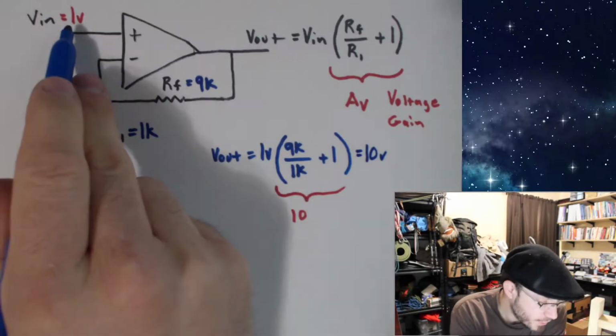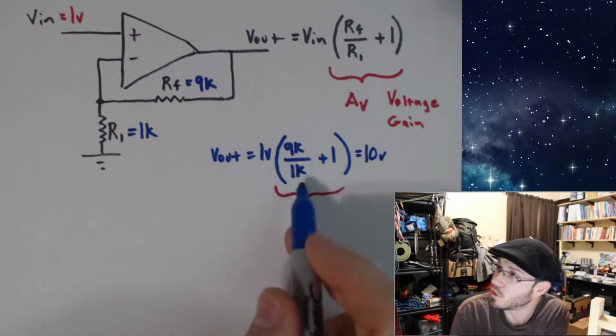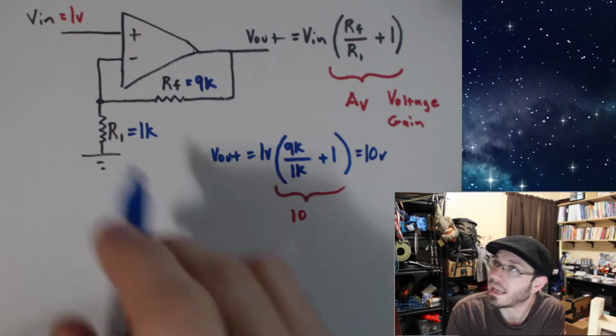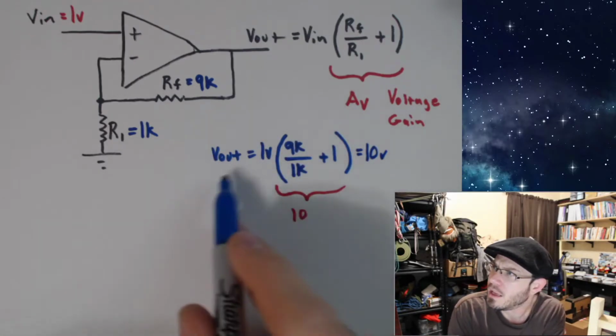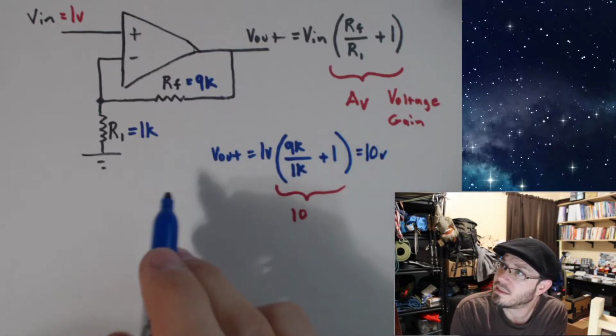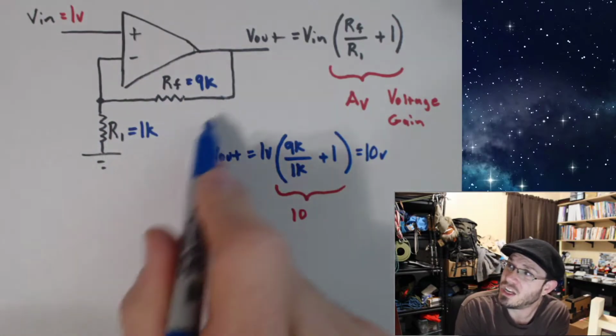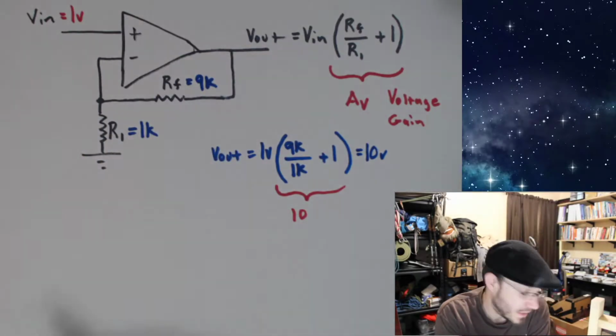Okay, if I put 2 volts here, I'm going to get 20 on my output because I'd get 2 volts times 10 gives me 20. If I had 3 volts, I'm going to get 30 volts out. So you notice our polarity stays the same, and we get some amplification that we can adjust with these two resistances.